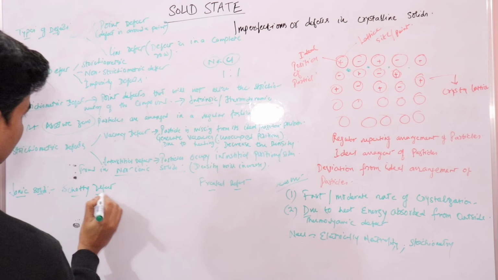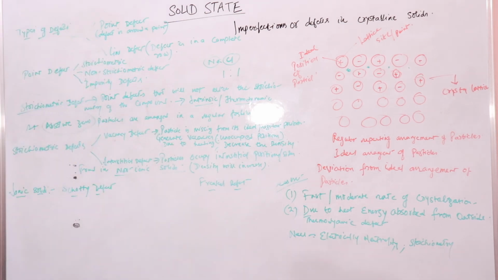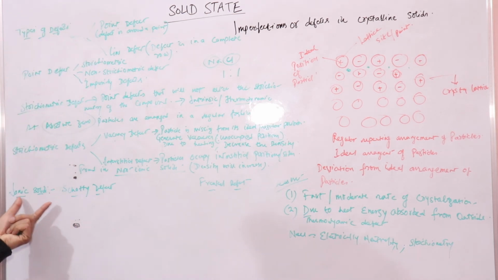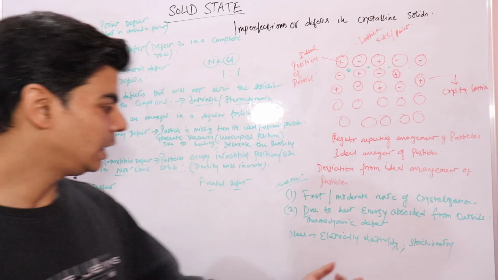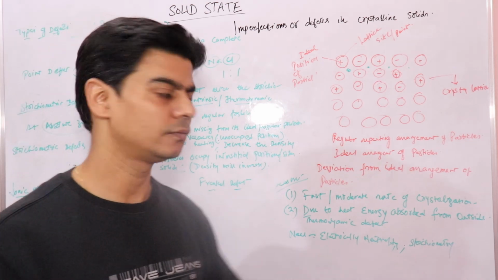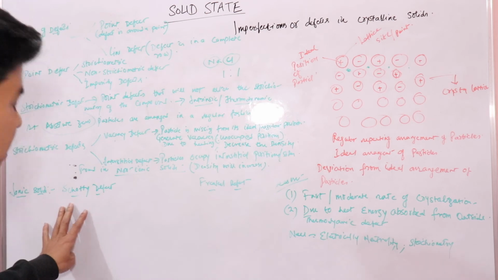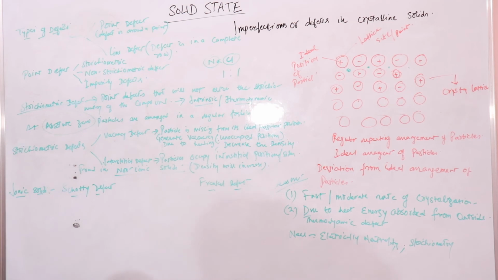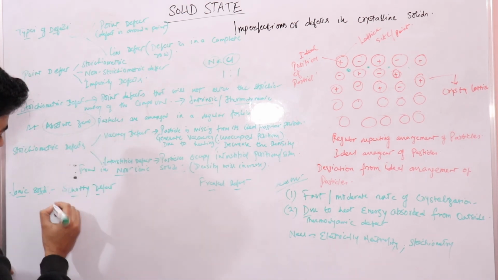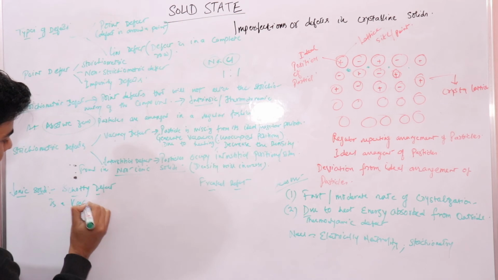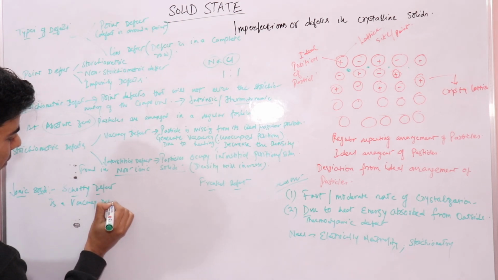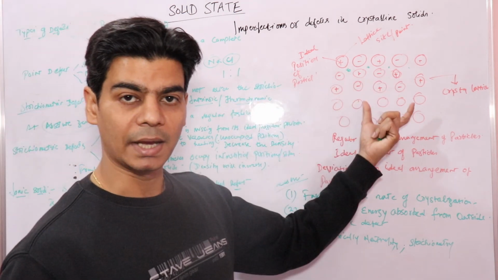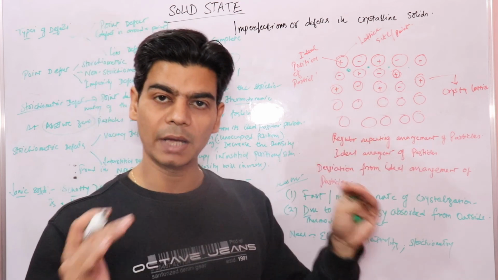These defects are a little similar to the vacancy and interstitial defects. Now make sure that when you study defects in ionic solids, you have to maintain the electrical neutrality and stoichiometry of the compound. So when particles are missing, Schottky defect is the same as vacancy defect. Schottky defect is a vacancy defect, where cations and anions are missing from their ideal positions.